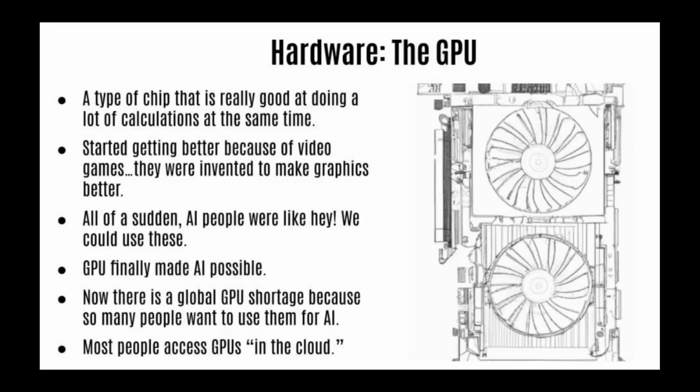Now there's a global GPU shortage because so many people want to use them for AI. And so they're getting more expensive. You see the United States government forming things like the CHIPS Act explicitly to make sure that we have enough GPUs to fuel this. There's billions of dollars going into this. Part of the reason why there's this shortage is the very complex and ongoing supply chain disruptions happening in the post-COVID world, in the current geopolitical environment.